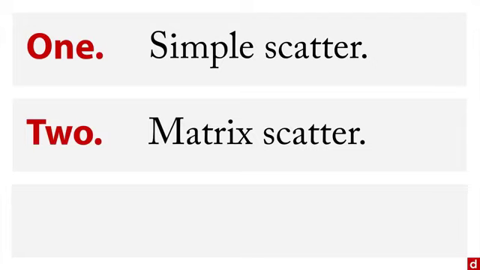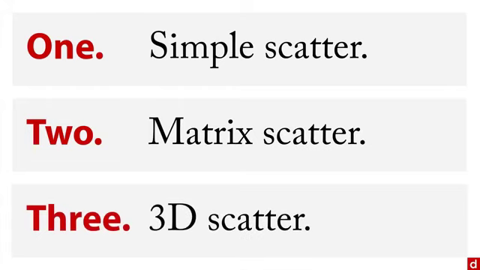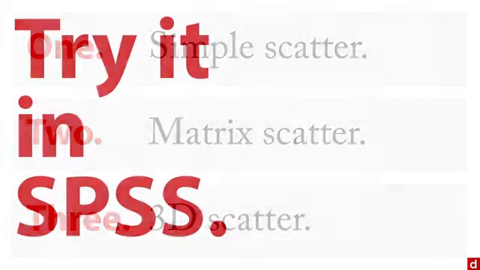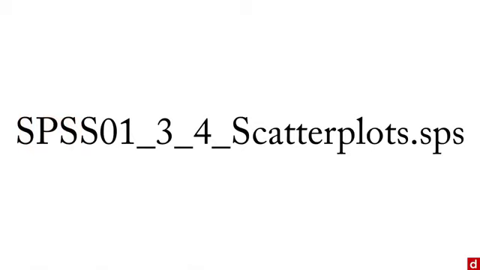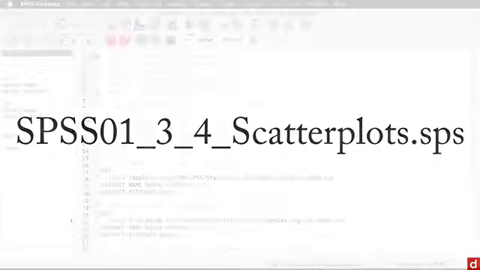And it's a good way of looking at complex associations between collections of variables. And number three, SPSS is able to do a 3D scatterplot, but I'll have some words to say about that a little bit later. But let's try this and see how scatterplots work in SPSS, at least very basically. So just open up this syntax file and we can see how it works.